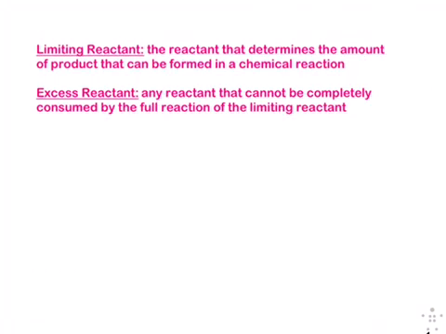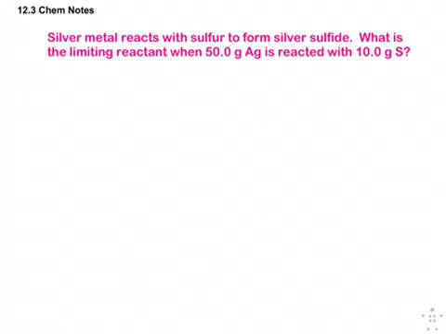And the limiting reactant is the one that is used up first, because once it's gone, the reaction has to stop because there's not the proper ingredients left to finish the reaction. So then the excess reactant is any reactant that cannot be completely consumed by the full reaction due to the limiting reactant. So how do we figure this all out?